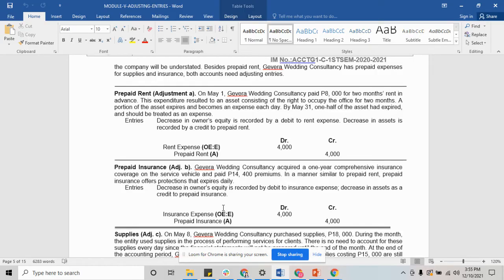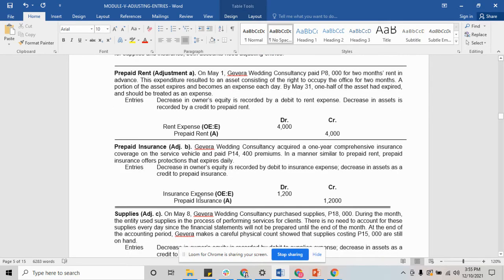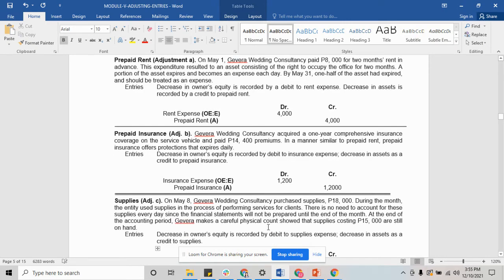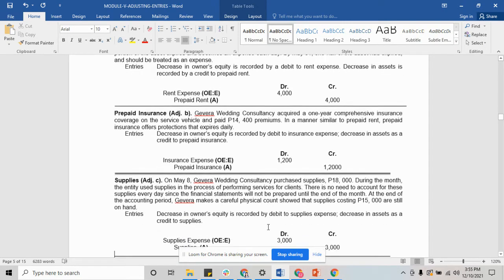So, every month, may mag-expire at ang magiging entry mo ay debit insurance expense, 1,200 and credit prepaid insurance na 1,200 pesos. So, monthly mong magiging entry to. So, by the end of the year, wala ka nang maiiwang prepaid insurance kasi nagdi-decrease siya monthly ng 1,200 pesos. Paki-correct na lang yung amount sa inyong module.